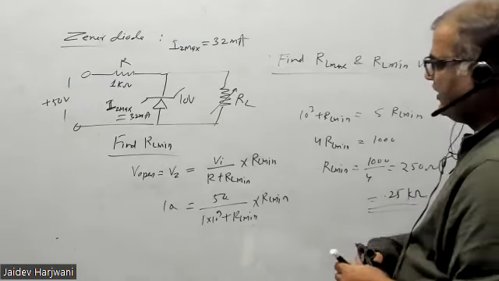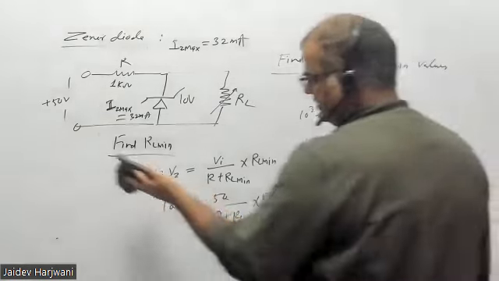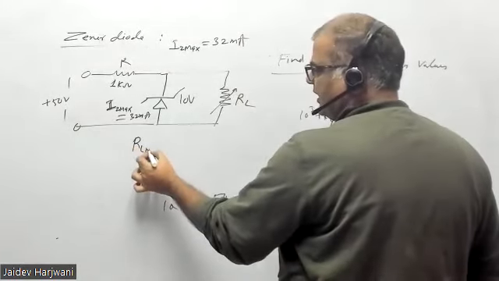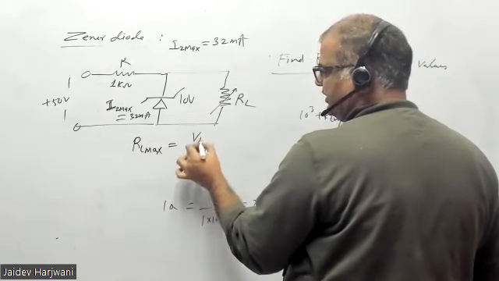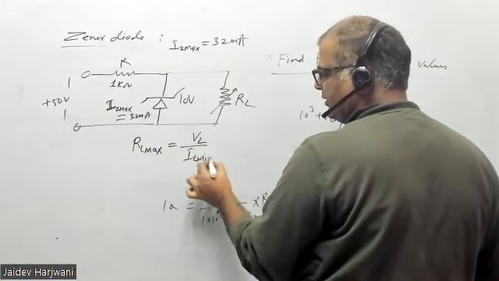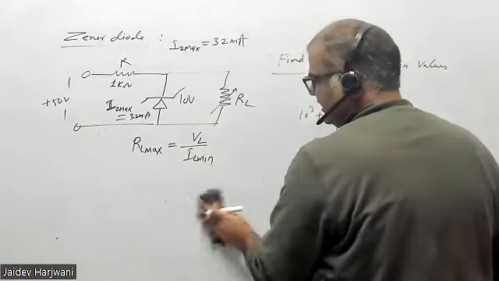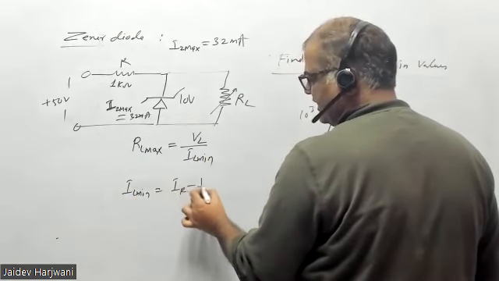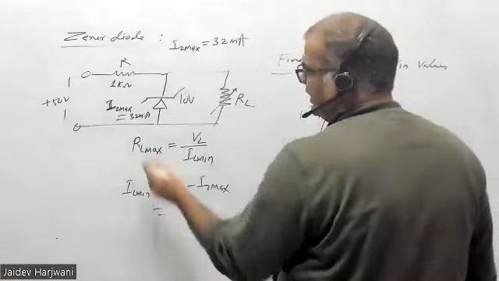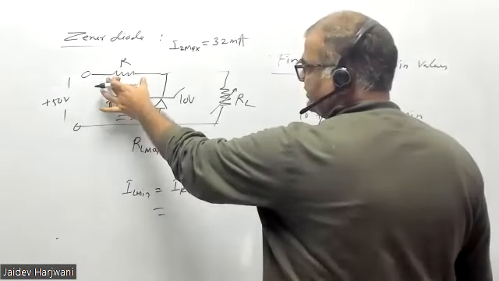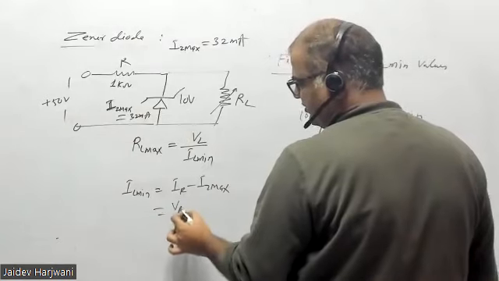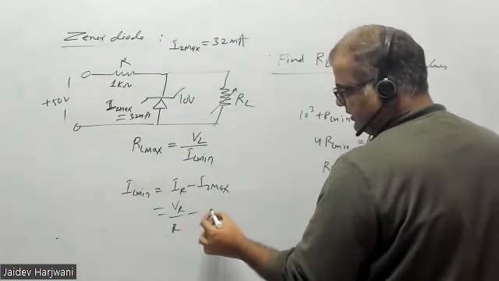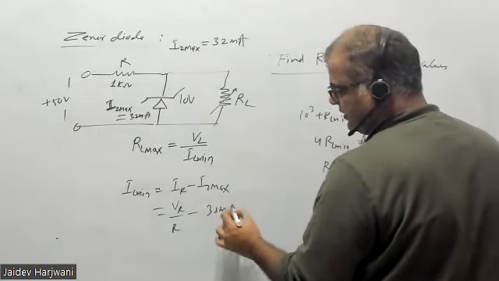Now you have to find this RL max. So RL max is nothing but VL upon IL minimum. And IL minimum you can find as IR minus IZ max. IR is given already here, because IR is VR upon R, that is 40. Minus IZ max, which is given as 32 milliampere.